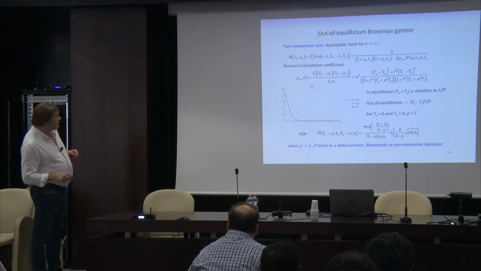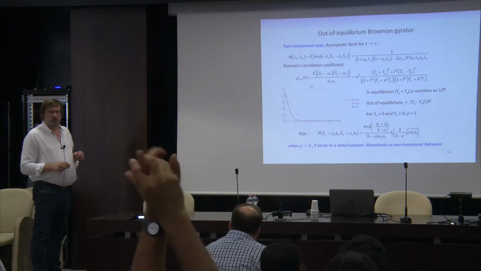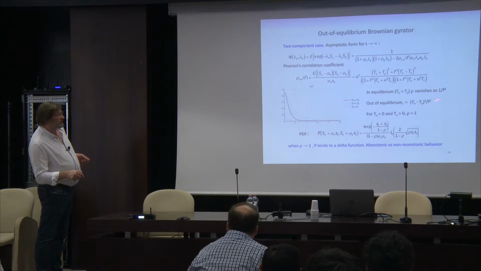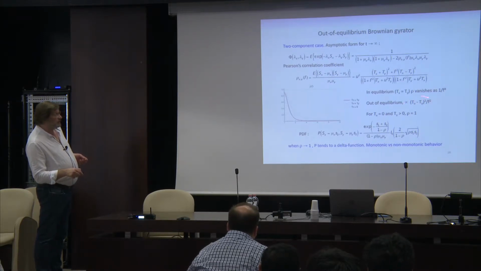So the red curve here is the behavior of the Pearson correlation coefficient for Tx equal to T1. So when you don't have any rotations, you see that it vanishes very rapidly with the frequency, namely it goes like 1 over frequency to the power 4. This curve here corresponds to the case when Tx is not equal to T1. So when truly non-equilibrium, we have rotations and so on. And in this case, the Pearson correlation coefficient vanishes like 1 over f squared, much slower. And the prefactor here, the amplitude, is the squared difference of two temperatures.